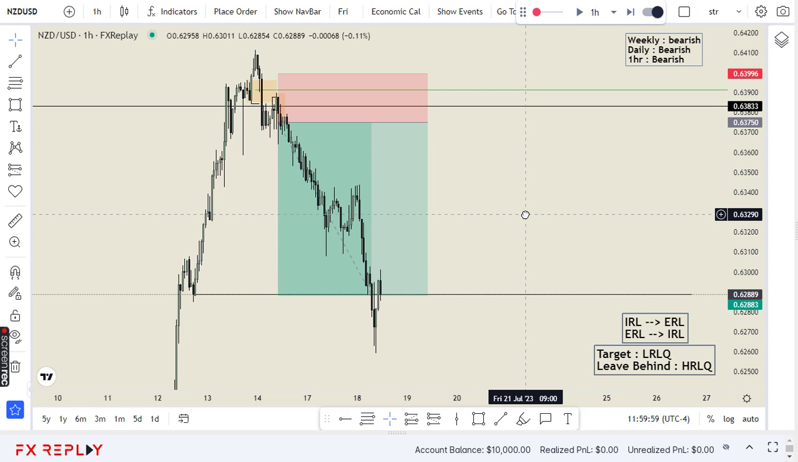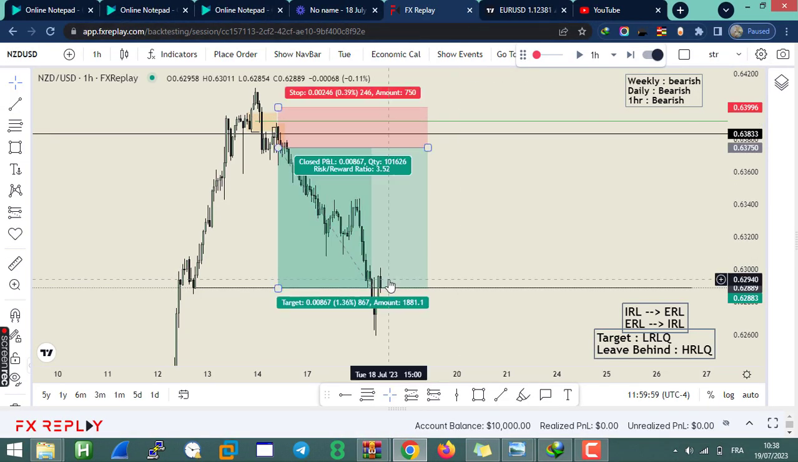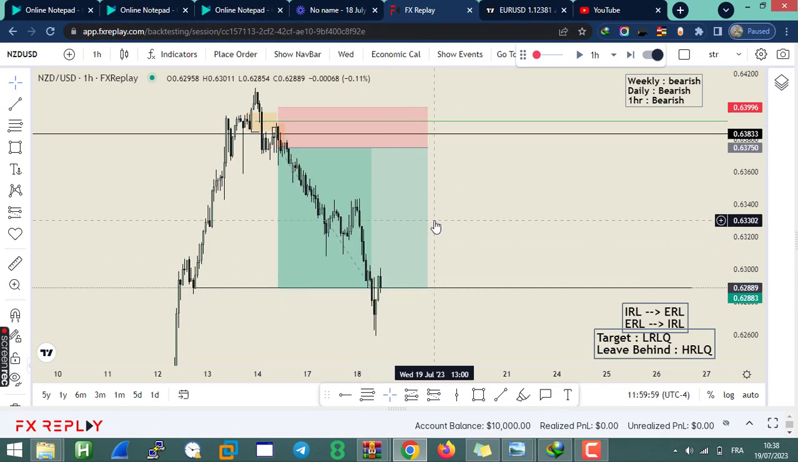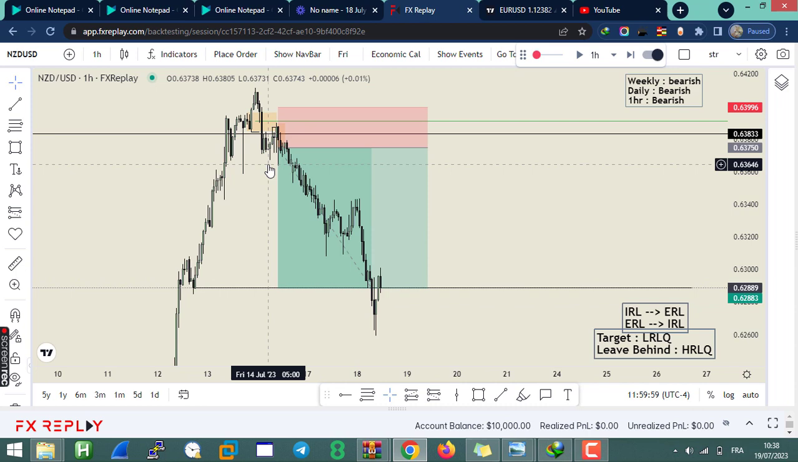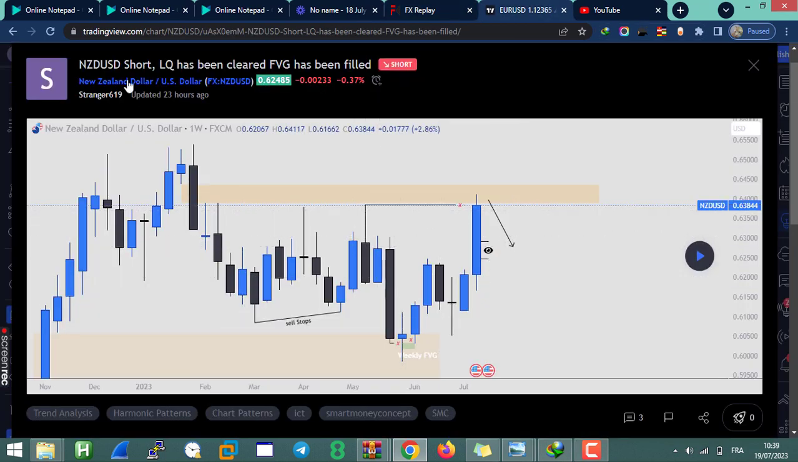Right, guys? And this is not hindsight, and maybe you are telling yourself now that this is hindsight and I am doing this after the fact, and I can assure you that I did all this analysis before, and here's the proof. So you can see I put this trade idea, which is New Zealand dollar against US dollar short. I put on the title liquidity has been cleared, fair value gap has been filled.